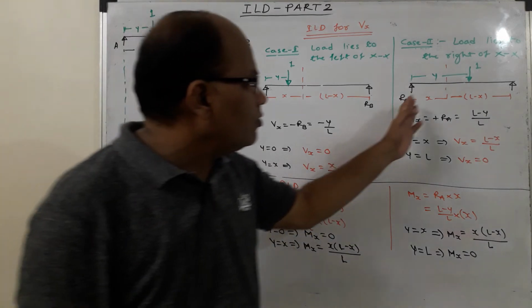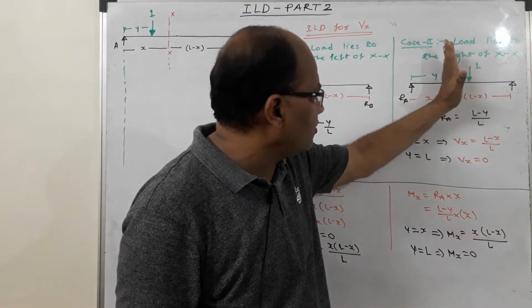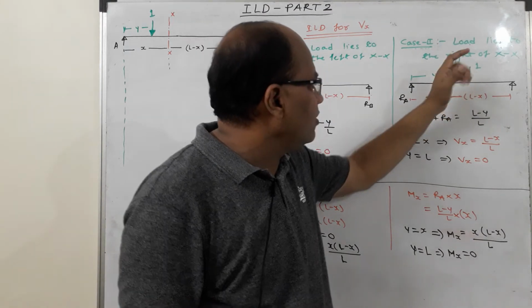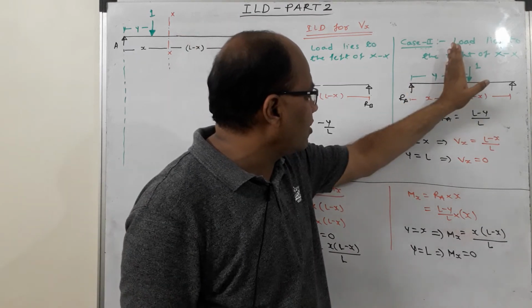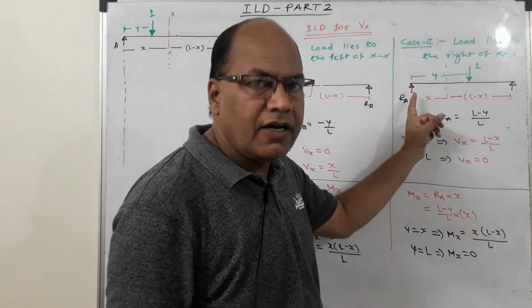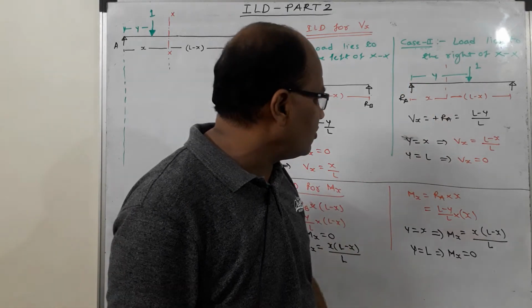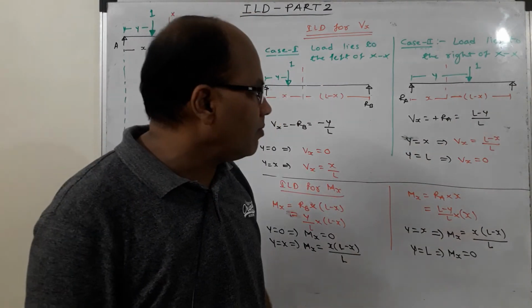Now when the load moves to the right part, means it is in the right part of the section XX, then you will have to get the shear force from the left part. So when I deal with the left part, the shear force will be equal to Ra, as it is in the left part and it is upwards, it is to be treated as positive. So Vx is equal to plus Ra, which is equal to L minus y upon L.